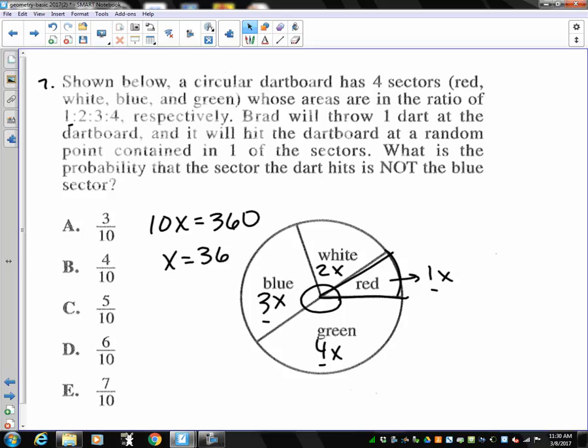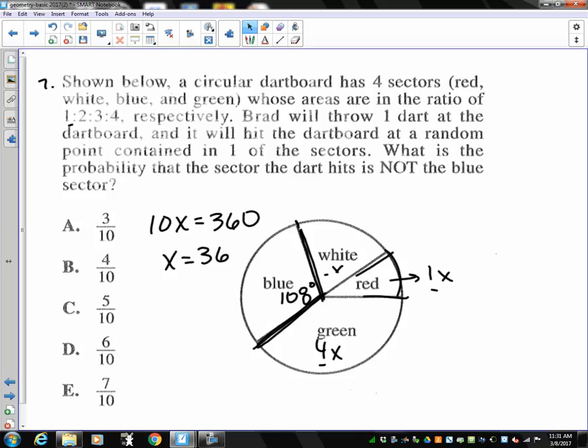So what we can do is divide those angles up for each of those sectors by using our ratios that we're given. So the blue area, that's really all I need to do. And I recall it was 3x. So 3 times 36 here is 108 degrees. Okay, so we get the measure of this sector. The angle for the measure of that sector is 108 degrees.